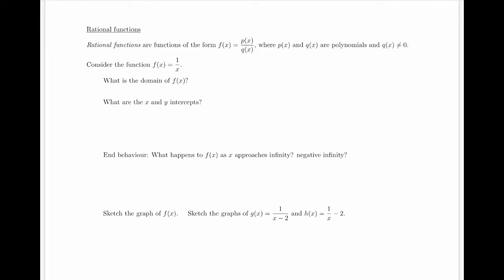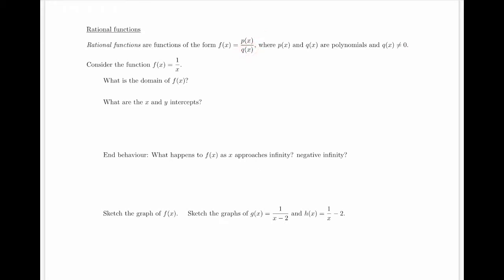Next up are rational functions. And as the name implies, it's something to do with ratios or quotients. Rational functions are functions of the form p over q, where both p and q of x are polynomials and the denominator cannot be 0 because, of course, we're not allowed to divide by 0.